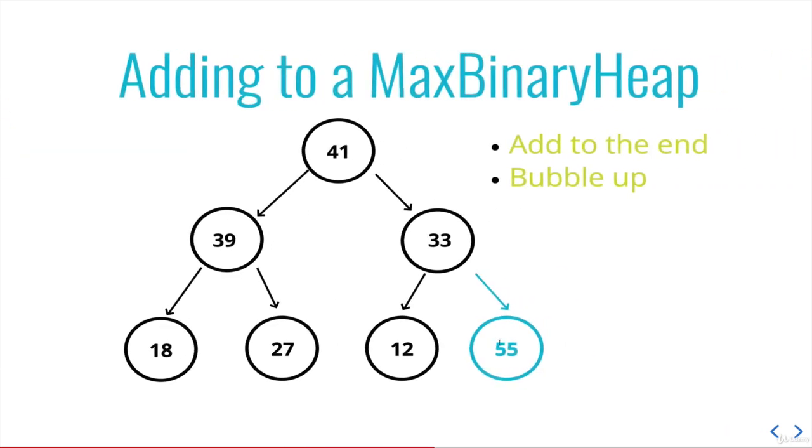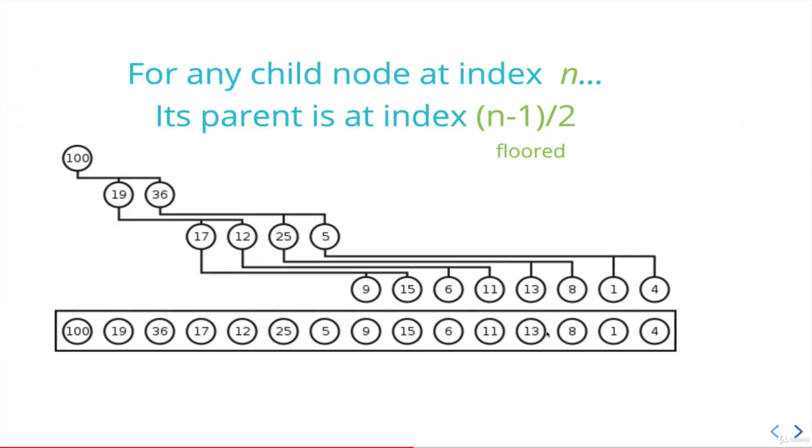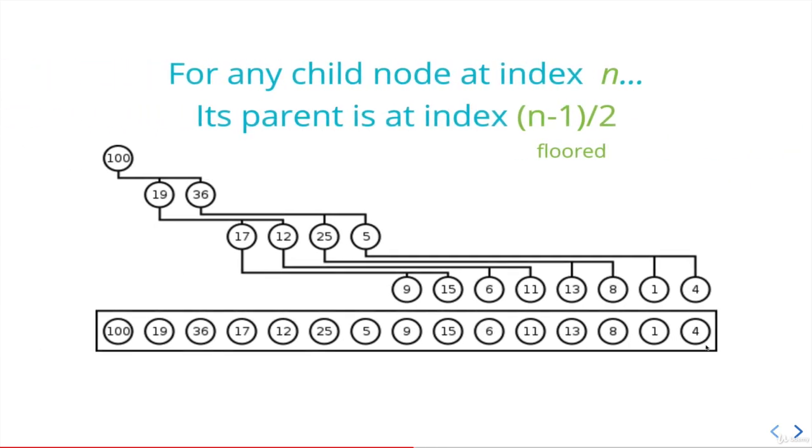Okay, so as far as the process to insert something into a max binary heap, it's a little bit more complicated than a binary search tree, but it makes sense if you think about it. It's logical. What we do is fill it out from left to right. If we're trying to insert something into the tree, the only place for it to go is at the end. So we just push the new value onto our array, whatever it is.